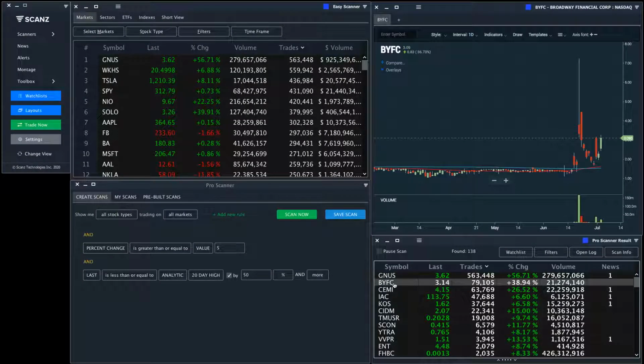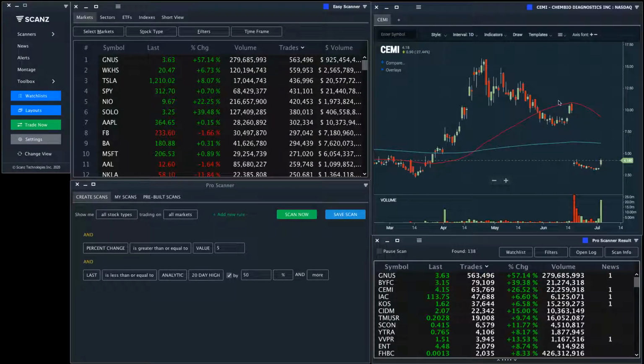We can see BYFC is another similar chart. The stock ran from just a bit over $1 up to $7 before pulling back to below $2. And now today it is up over 35% on the day. We can look at some of these other setups like CEMI. And we notice a similar thing, except this time the stock pulled back and gapped down.